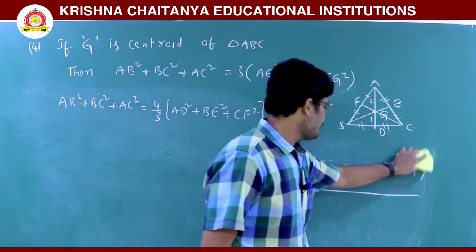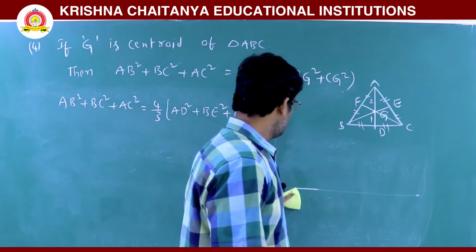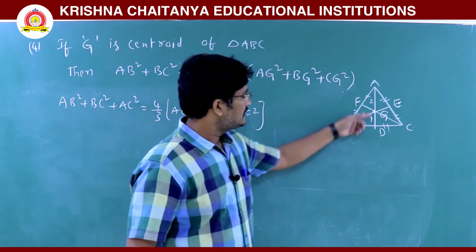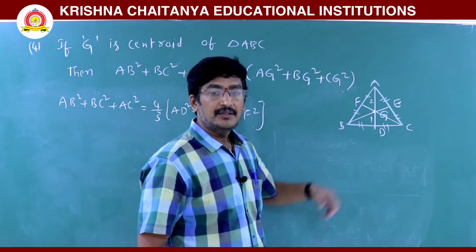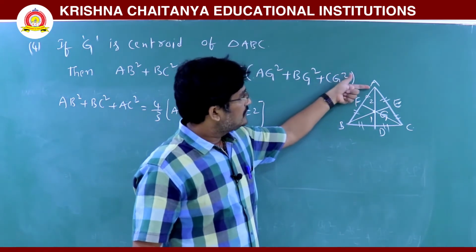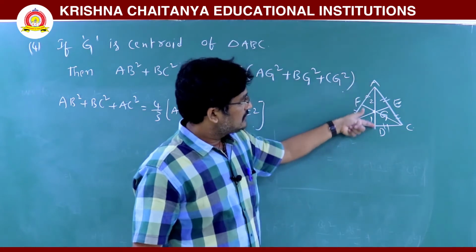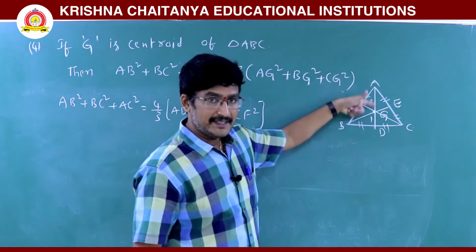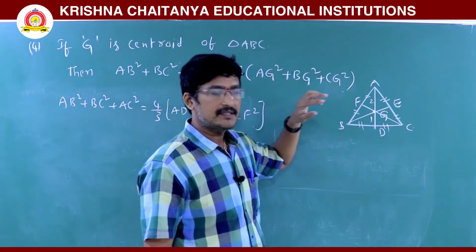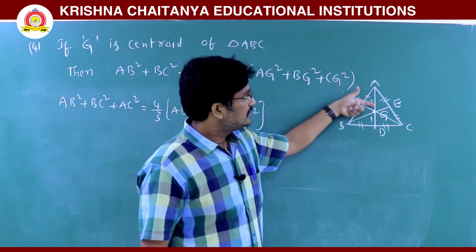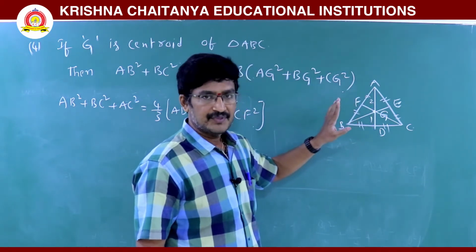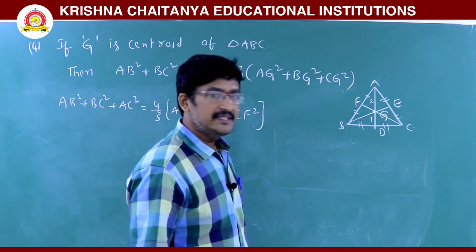You know about the centroid divides the median. The centroid divides the median in 2:1 ratio. What is the meaning? If you have to make this AD into 3 equal parts, then AG takes 2 parts, GD takes 1 part.